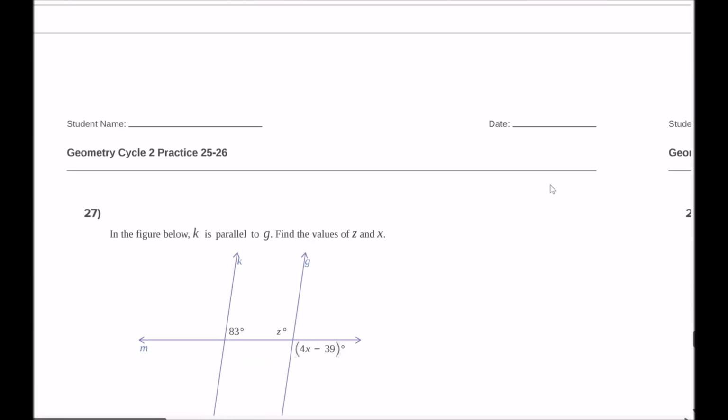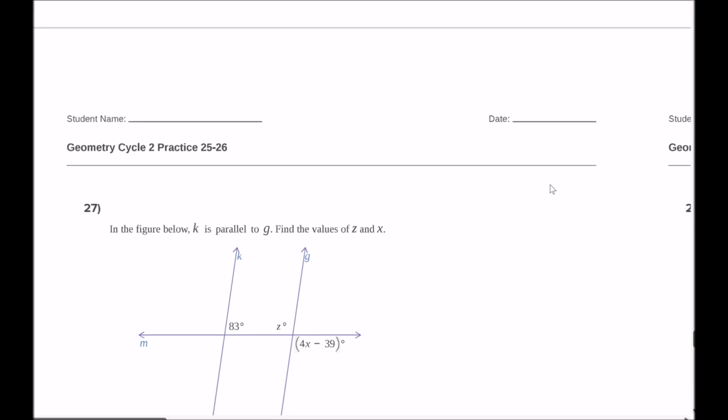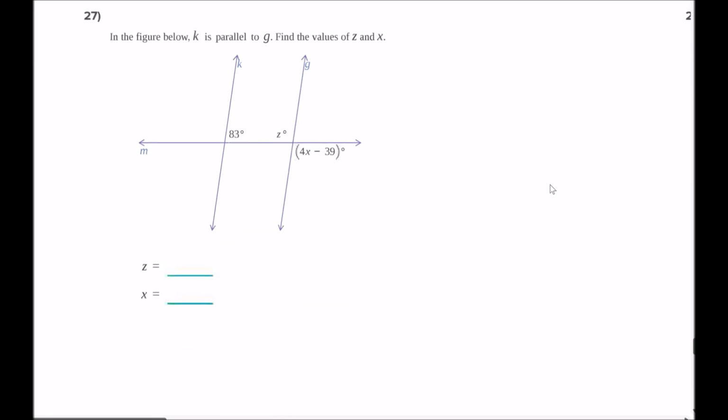So let's look at number 27. It says in the figure below, K is parallel to G. Find the values of Z and X. So K is parallel to G. This is the symbol for parallel, the little arrow. If they're parallel, then we want to use a sandwich model: bread, bread, and toothpick, or parallel lines and then the transversal.